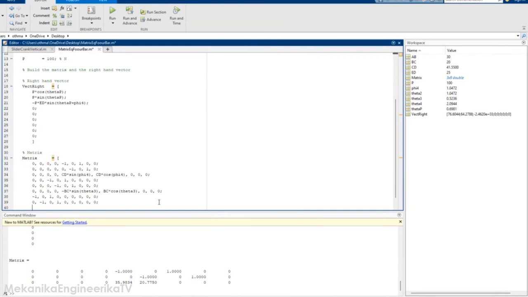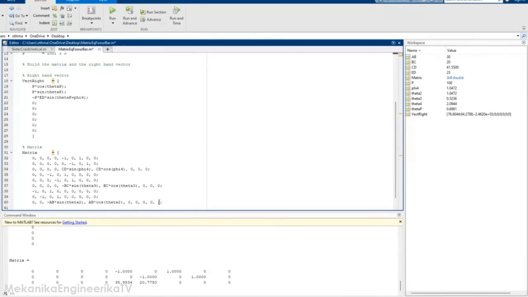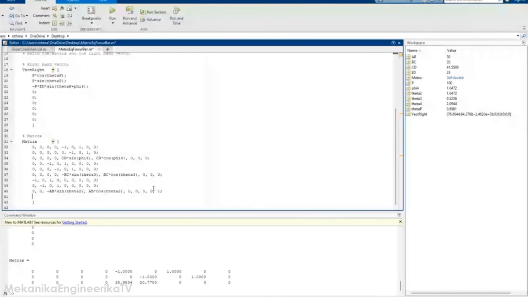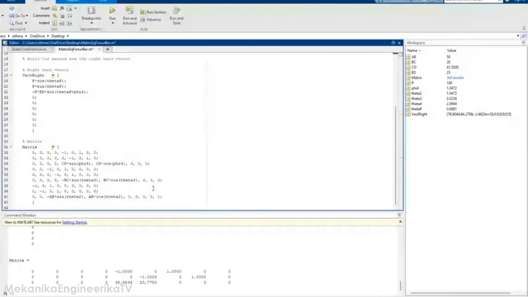And the last row, I will have 0, 0, and I will have minus AB times sine theta 2. I will have AB times cosine theta 2, and I will have four zeros. And one for the last element and semicolon. And I have completed the definition of the matrix.